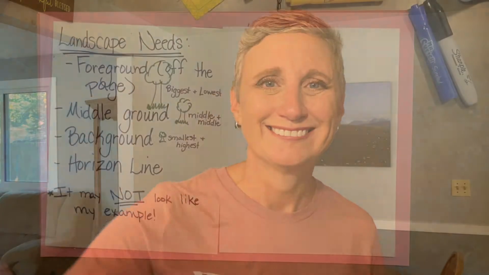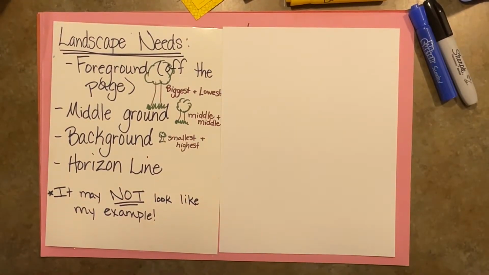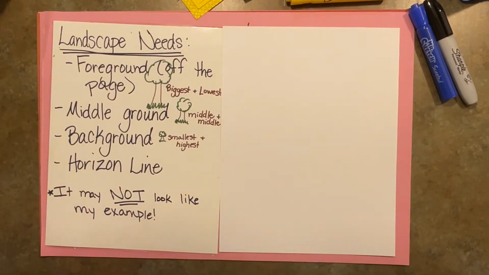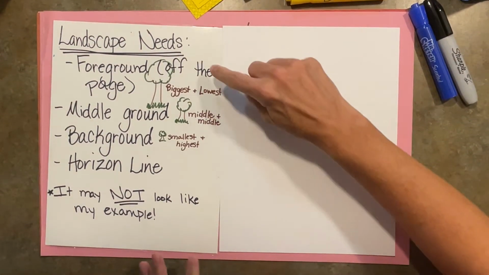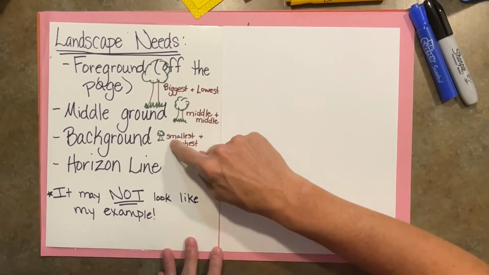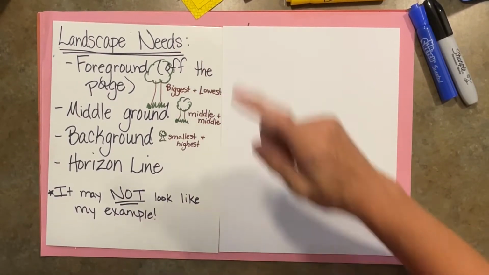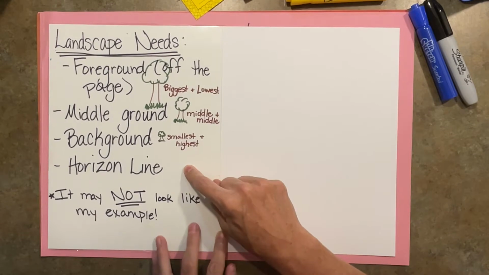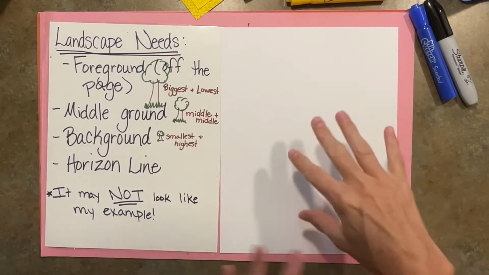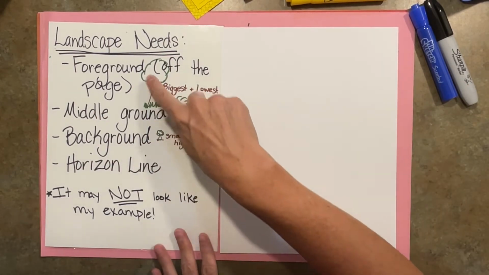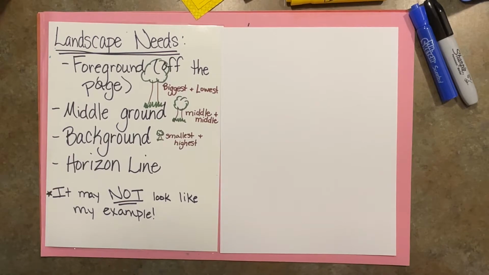Let's do it. Okay, so in our landscape picture, you are going to need a foreground, middle ground, background. Your foreground needs to go off the page. You also need a horizon line, and it may not look like my example, which means you need to add details to it to make it a little more interesting, or place your trees in different places than I do.